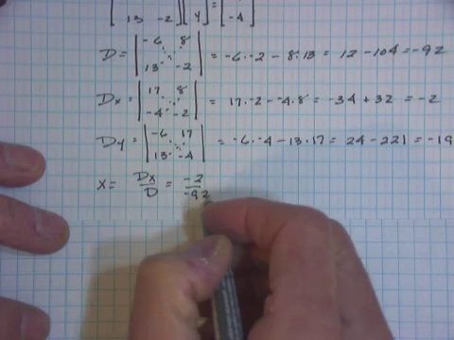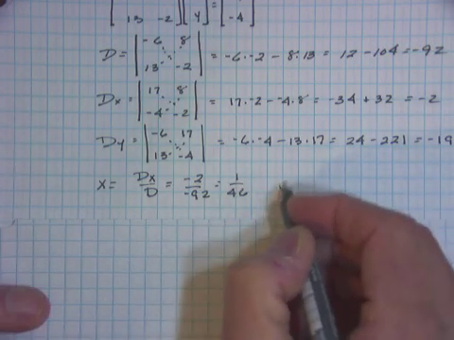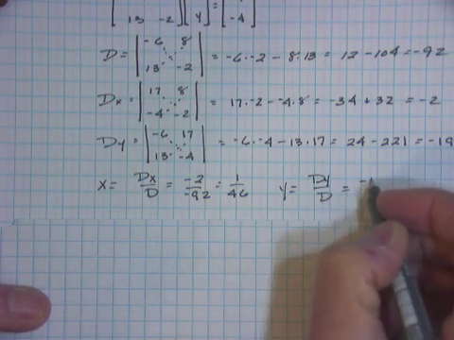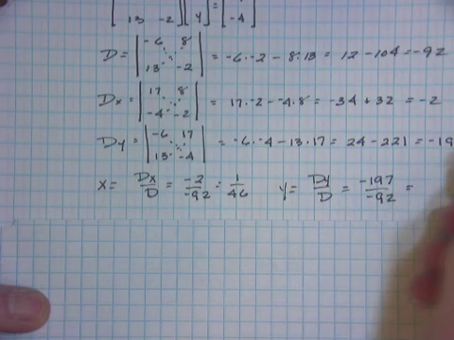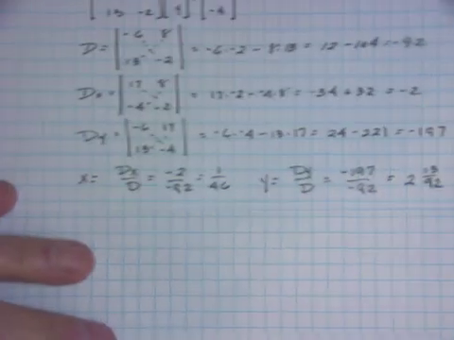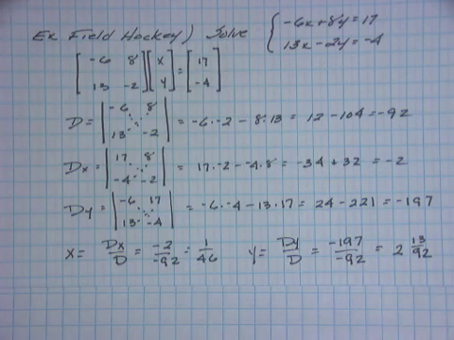X equals D of x over D, which is negative 2 over negative 92, which equals 1/46. And y equals D of y over D, which is negative 197 over negative 92, which is 2 and 13/92. So there's your answer. There's your solution. So we did a system of equations using Cramer's rule.